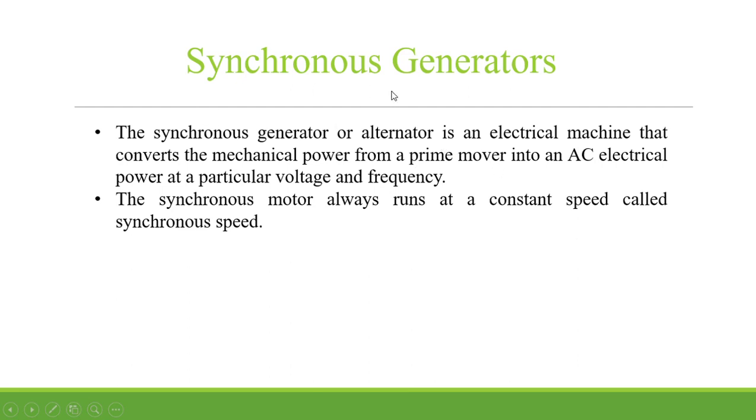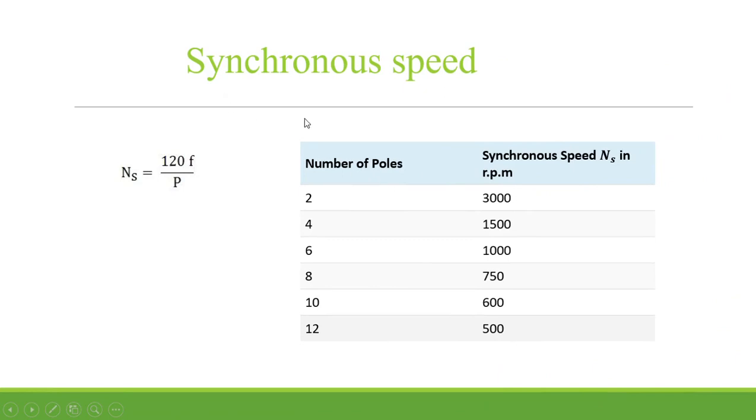Okay, so it is a machine which will be converting the mechanical power into an AC electrical power at some particular voltage and frequency, and the speed will always be constant, known as synchronous speed. We have already discussed synchronous speed in the previous videos. Synchronous speed is simply given as 120 into frequency upon number of poles, where P is the number of poles.